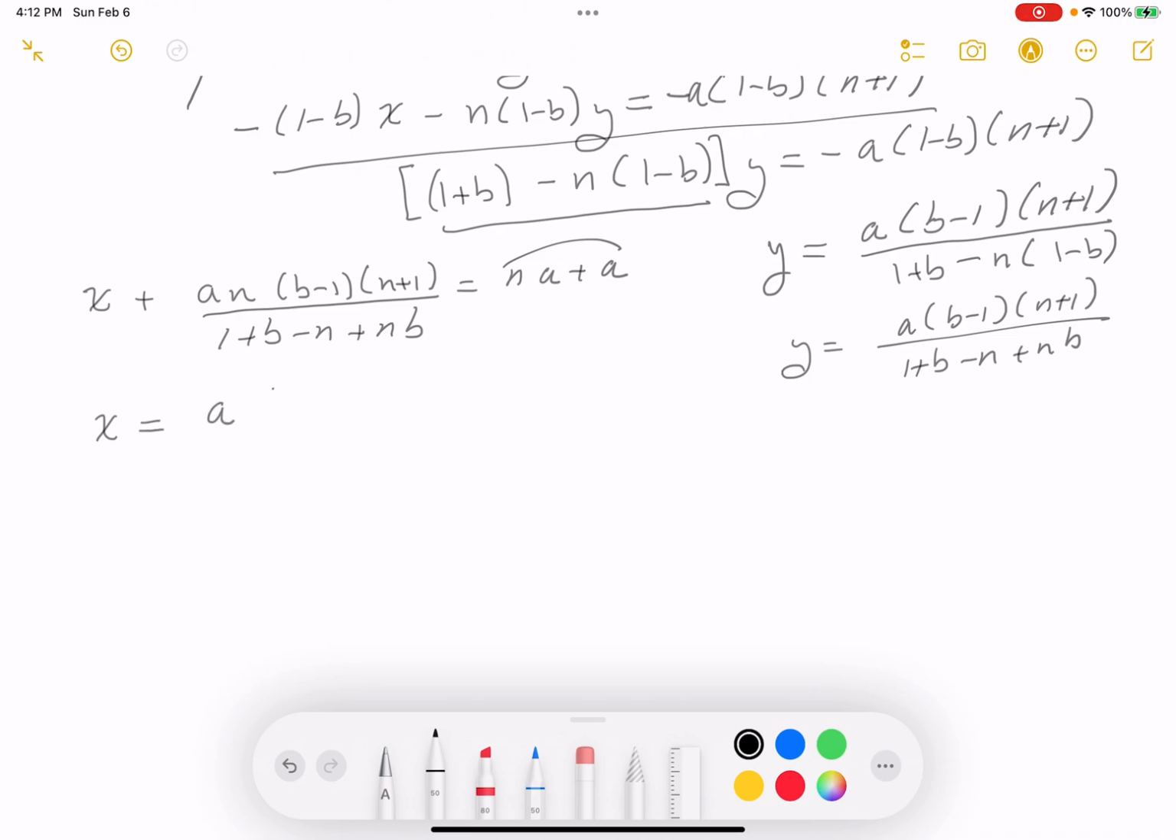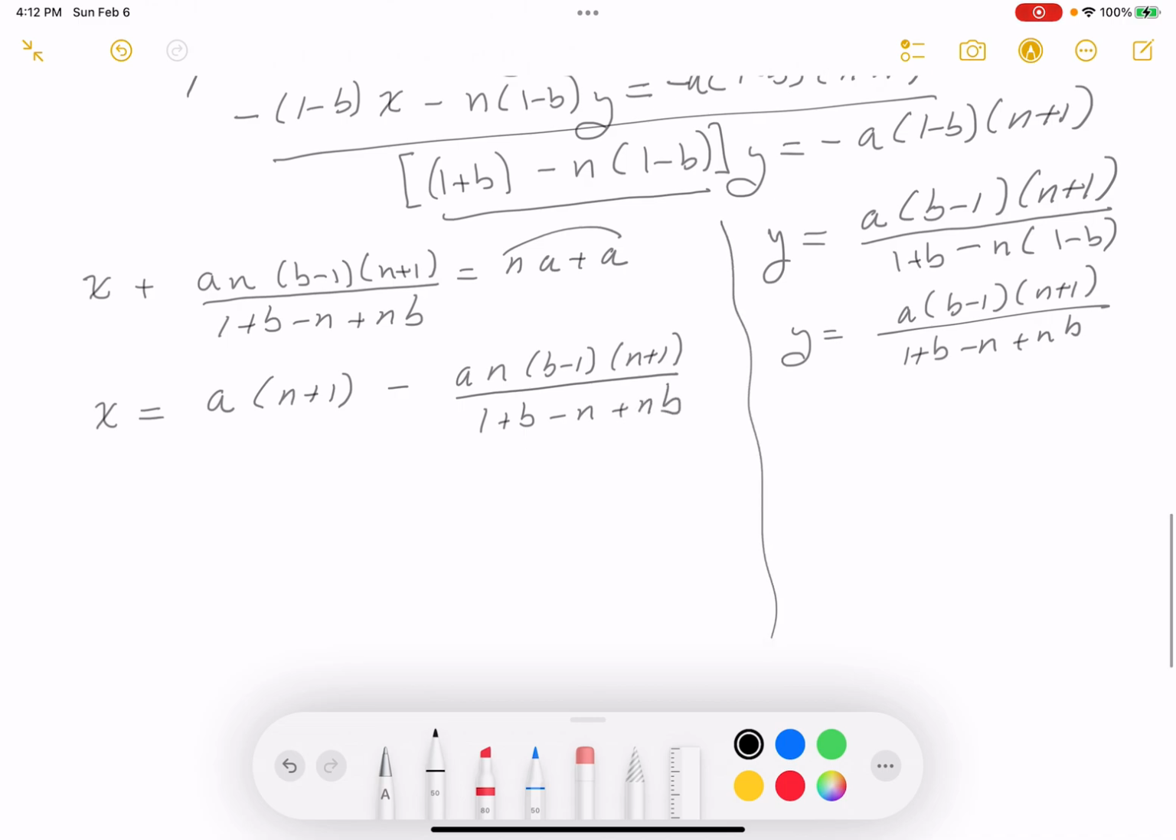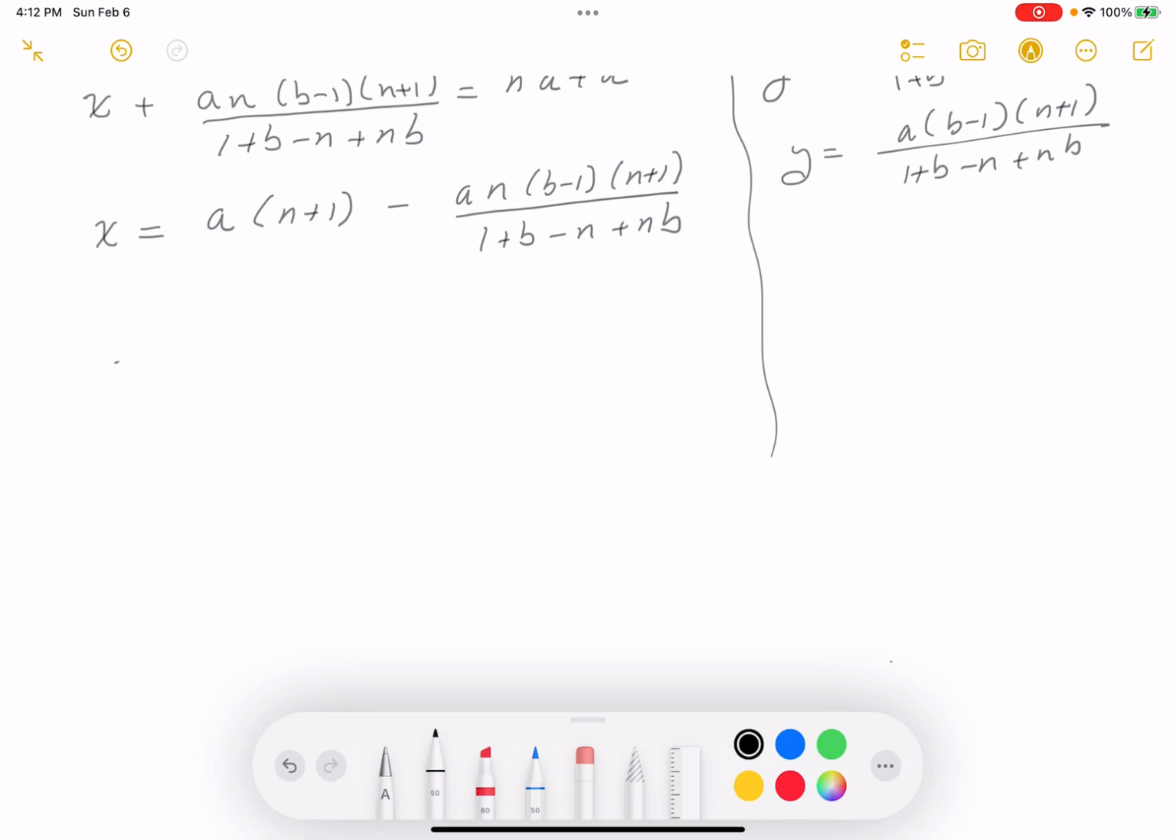So a, let's see, n plus 1. That would give me an plus a. That was good. Minus a n, b minus 1, n plus 1, over 1 plus b minus n plus nb. I'll be more careful. And what do you get over here? x equals, I'm going to factor out an a, and I'm going to factor out an n plus 1. And what do you get?